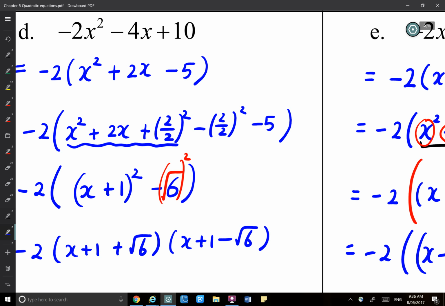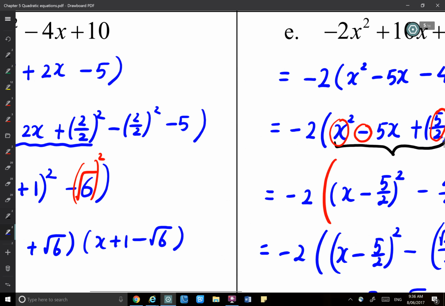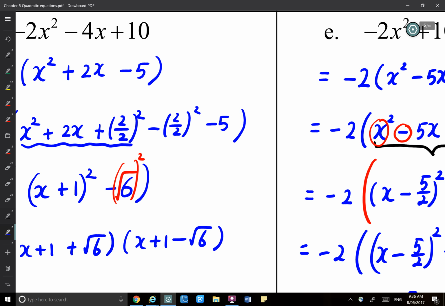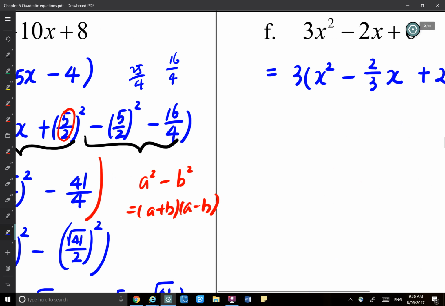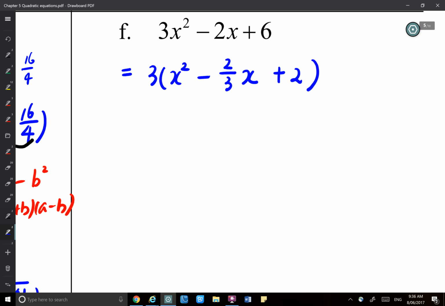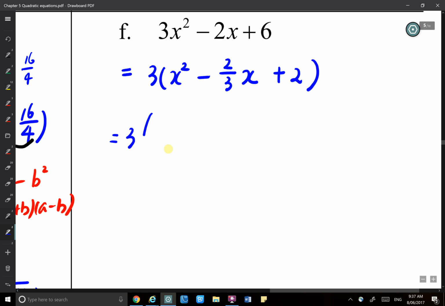Okay, that's D. Okay, let's have a look at F. F I've shown you already when we did the example. So when there's more than 1x squared, you need to take the common factor. So we take the 3 out. And then I will complete the square for inside. I have x squared minus that, and I have the plus 2.